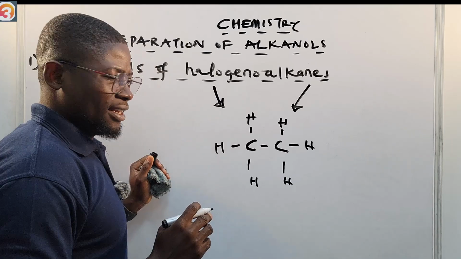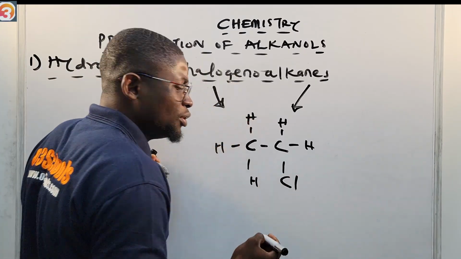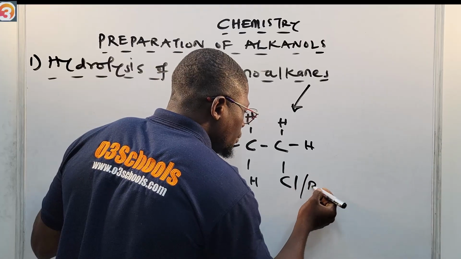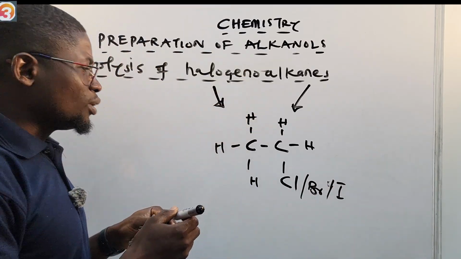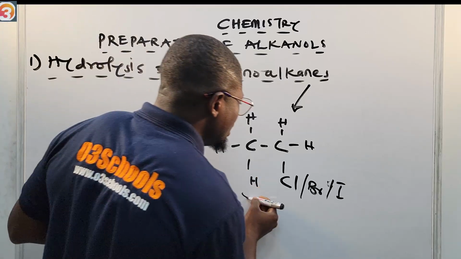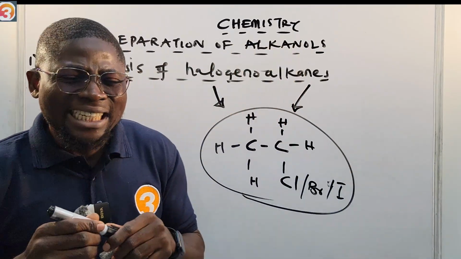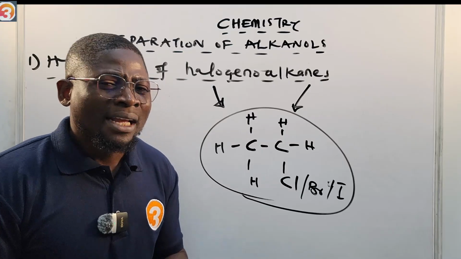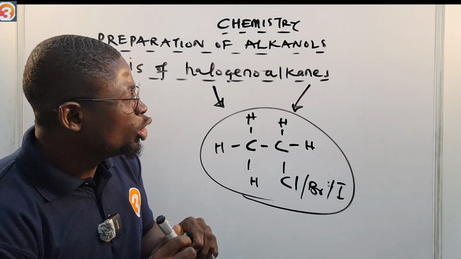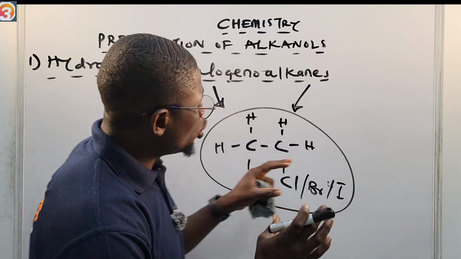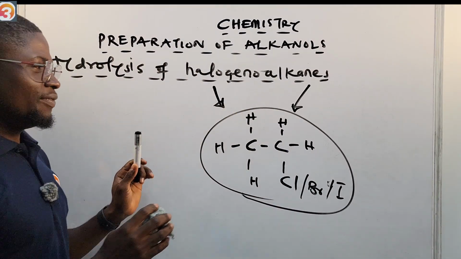This is our ethane, but one of the hydrogen atoms has been replaced by a halogen like chlorine, bromine, or iodine and the likes. So this now becomes a halogenalkane, an alkane that has a halogen in its structure, or an alkane that carries a halogen. So that is a halogenalkane. You get it now? So that makes it very easy.